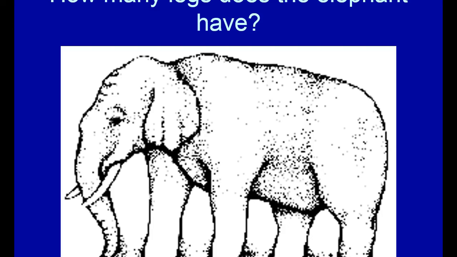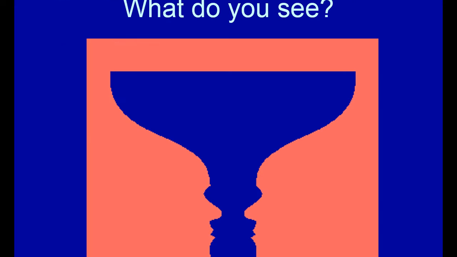This is one of those artist renditions where they try to trick you. What do you see here? I'll give you guys a minute. Hopefully you see the blue chalice in the middle, or the candle holder, the goblet, and then you see the two faces on either side and the stem of the goblet.